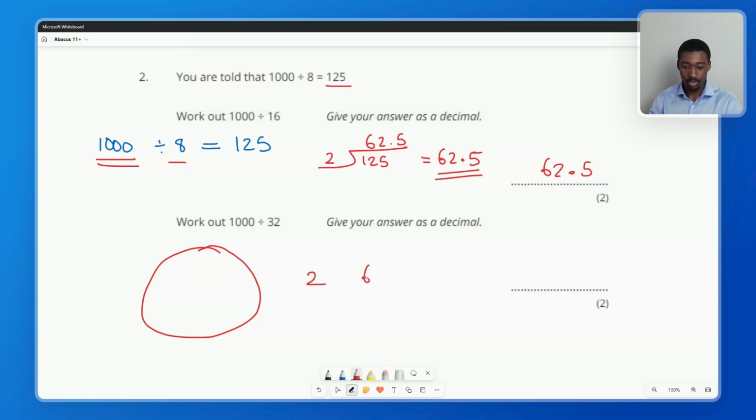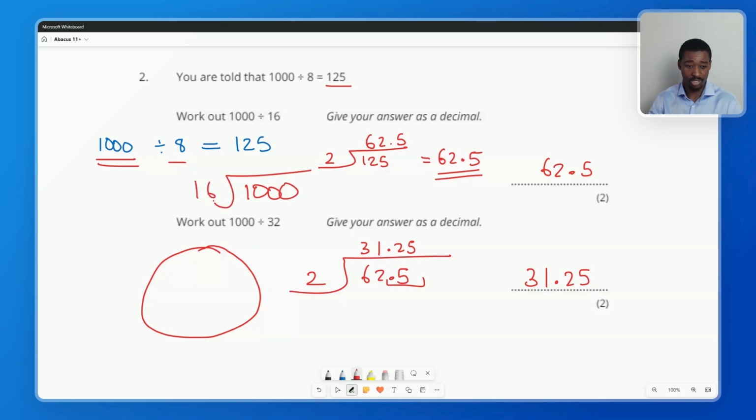So 62.5 again divided by 2. Well, 2 into 6 is 3. 2 into 2 is 1. And then 2 into 0.5 is 0.25. So our answer is going to be 31.25. That's all we have to do to work this out. We don't have to start trying to work out 1,000 divided by 16 from the very start. We take what they've given us in the question and we apply our understanding of what division actually means. And it gives us these answers.